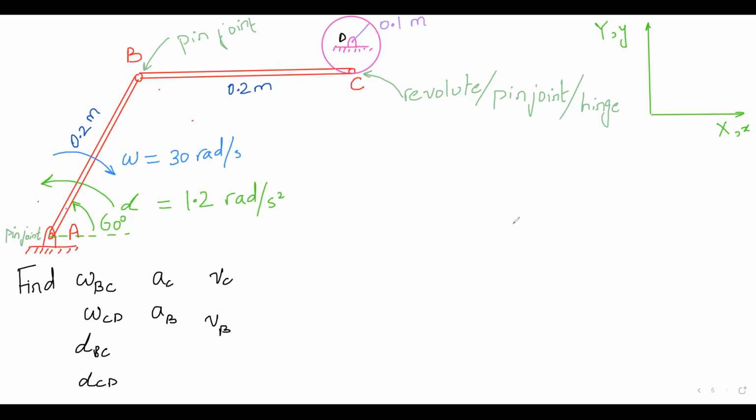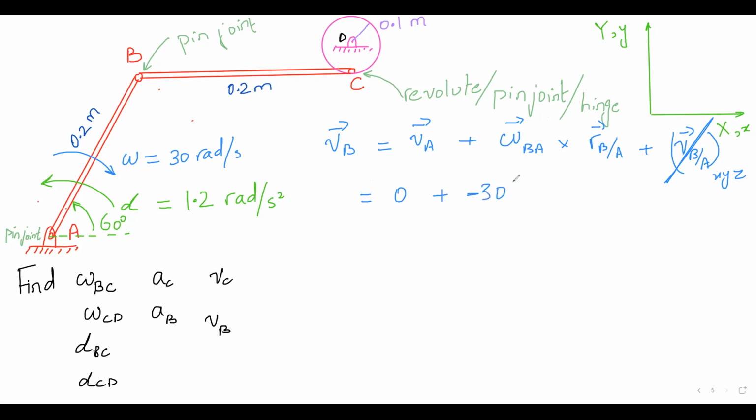Well, everyone, I will start the problem, so students can join me. VB equal to VA plus omega BA cross position of B with respect to A, plus the next term is a joke, right? Oh, come on. B is not going anywhere in terms of going away, so this term is not happening. No way. What is VA? 0. Omega BA is minus 30K. Position of B with respect to A is 0.2 cosine 60 I, you can see the coordinate axis, plus 0.2 sine 60 J.